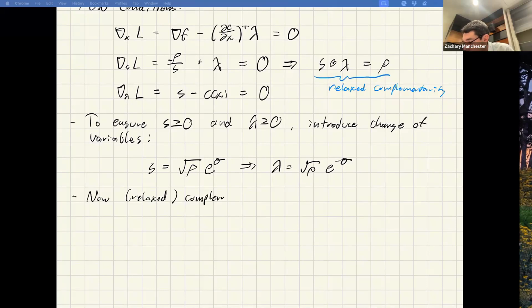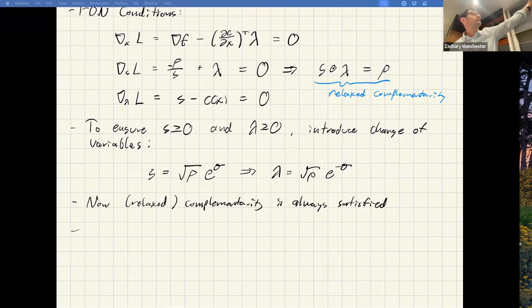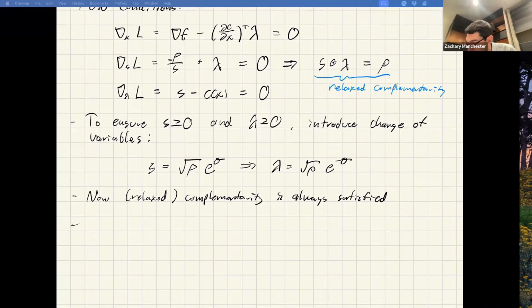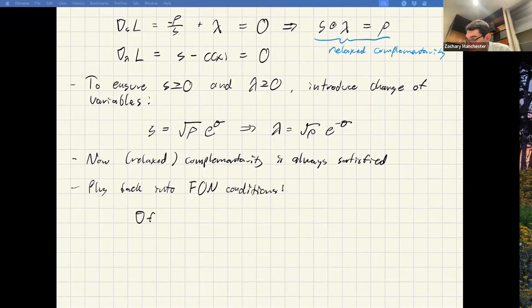So now this relaxed complementarity is always satisfied. And so now we're just going to plug this back into those KKT conditions and simplify everything down a little bit. Or, properly speaking, first order necessary conditions, not strictly KKT. We'll try to be pedantic about this. And remember, now we got rid of the relaxed complementarity entirely.